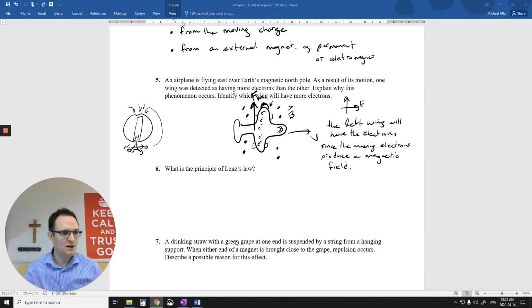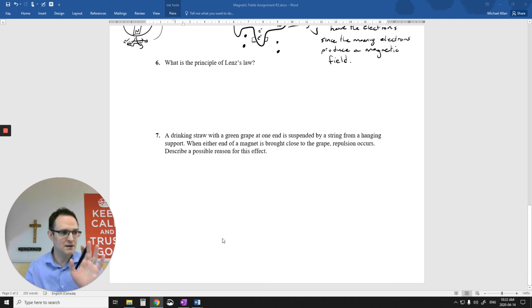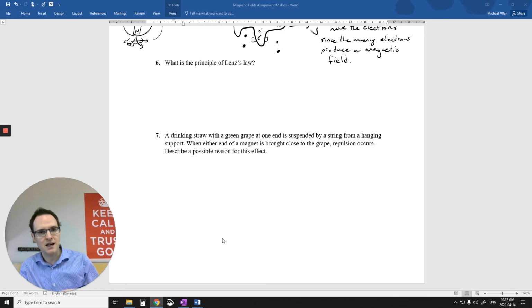Now, Lenz's law helps us explain what happens in number 7 here. There's lots of ways you can explain. If you look up this kind of example on Google, or just search on the internet here, they talk about diamagnetic materials. The main key part of this, diamagnetic materials, they're too weak for this one. The key part of this is it's about Lenz's law.